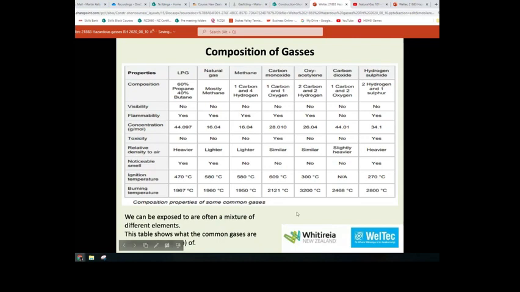This is, I think, an extract from your study guide, so you can go back and have a reference at that. I've got some common gases there: LPG, natural gas, methane, carbon monoxide, oxyacetylene, carbon dioxide, and hydrogen sulfide. They are really the main gases that we're worried about and the ones that are going to turn up in your assessment. Breaking it down, they're all invisible. All except for carbon dioxide are flammable.